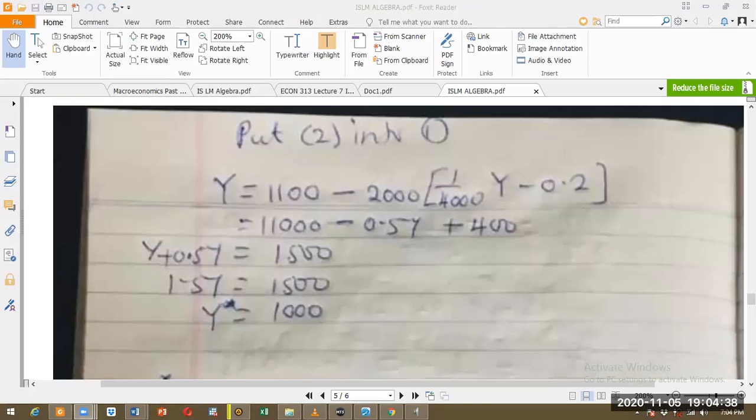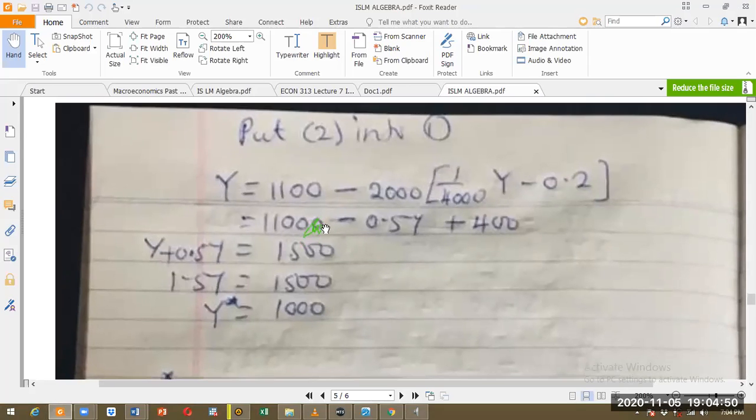Look at how I've written 1,100. This is not supposed to be here. Okay, it's 1,100. So minus 0.5y plus 400. If you add 1,100 to 400, you get 1,500. Then we send minus 0.5 to the left hand side. So we get y plus 0.5y, which is 1.5y, is equal to 1,500. If we divide through by 1.5, we get y star is equal to 1,000.